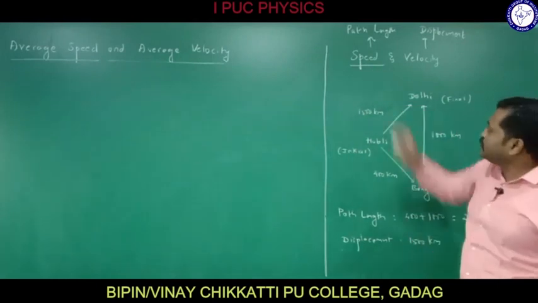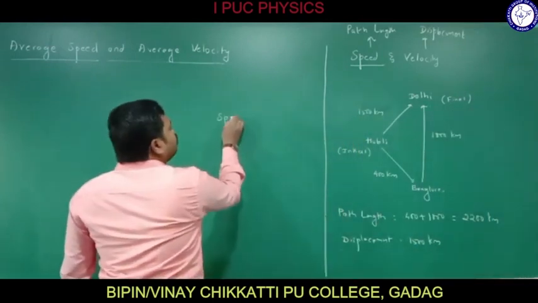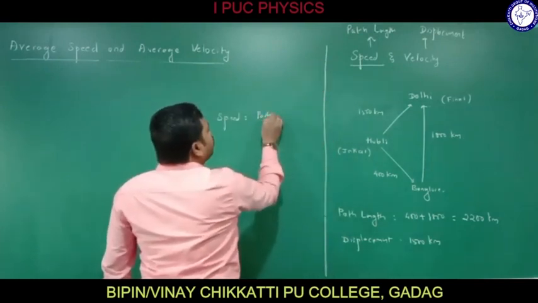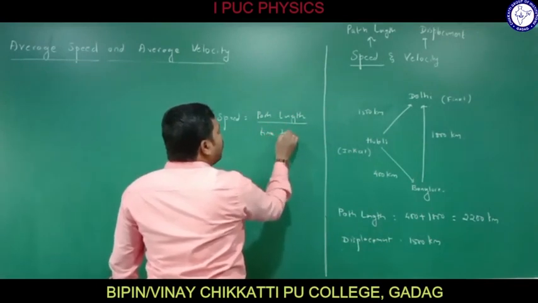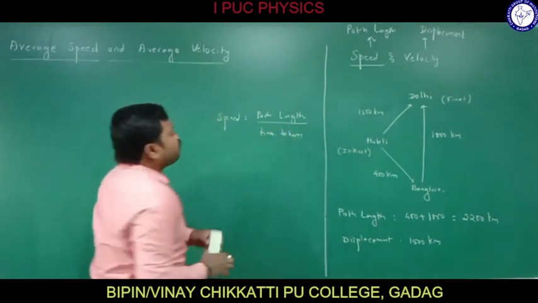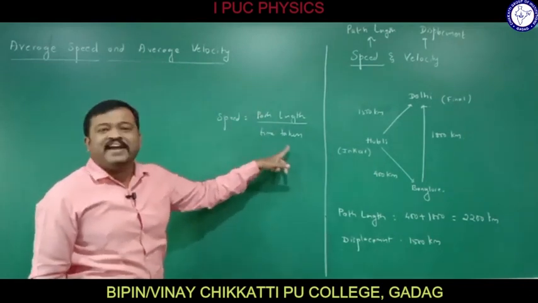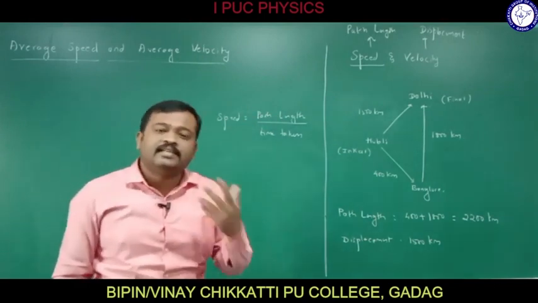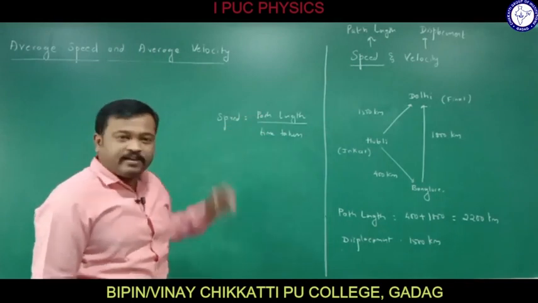So what is speed? Speed is the ratio of path length to the time taken. Speed is related to path length. So what is the formula for speed? Path length divided by time taken. I already told you that path length can also be termed as distance travelled. Both are nothing but distance travelled divided by time taken, that is, path length divided by time taken.